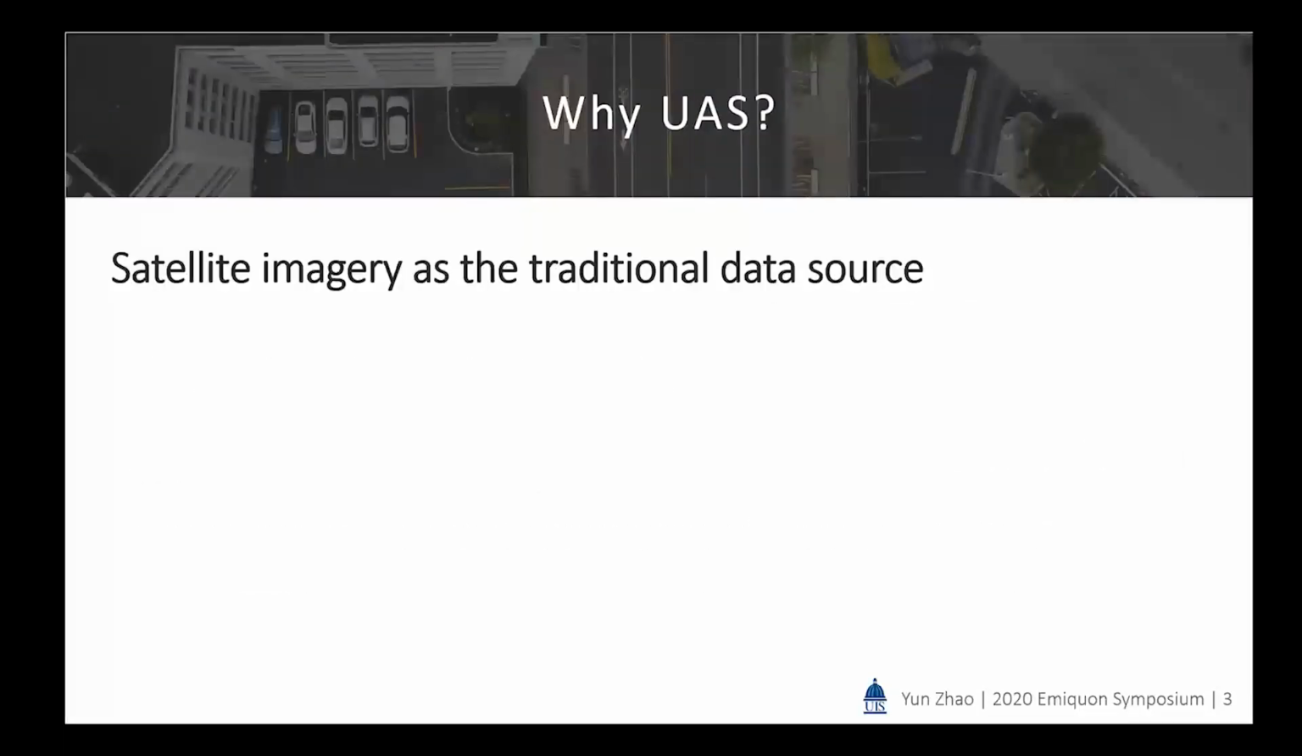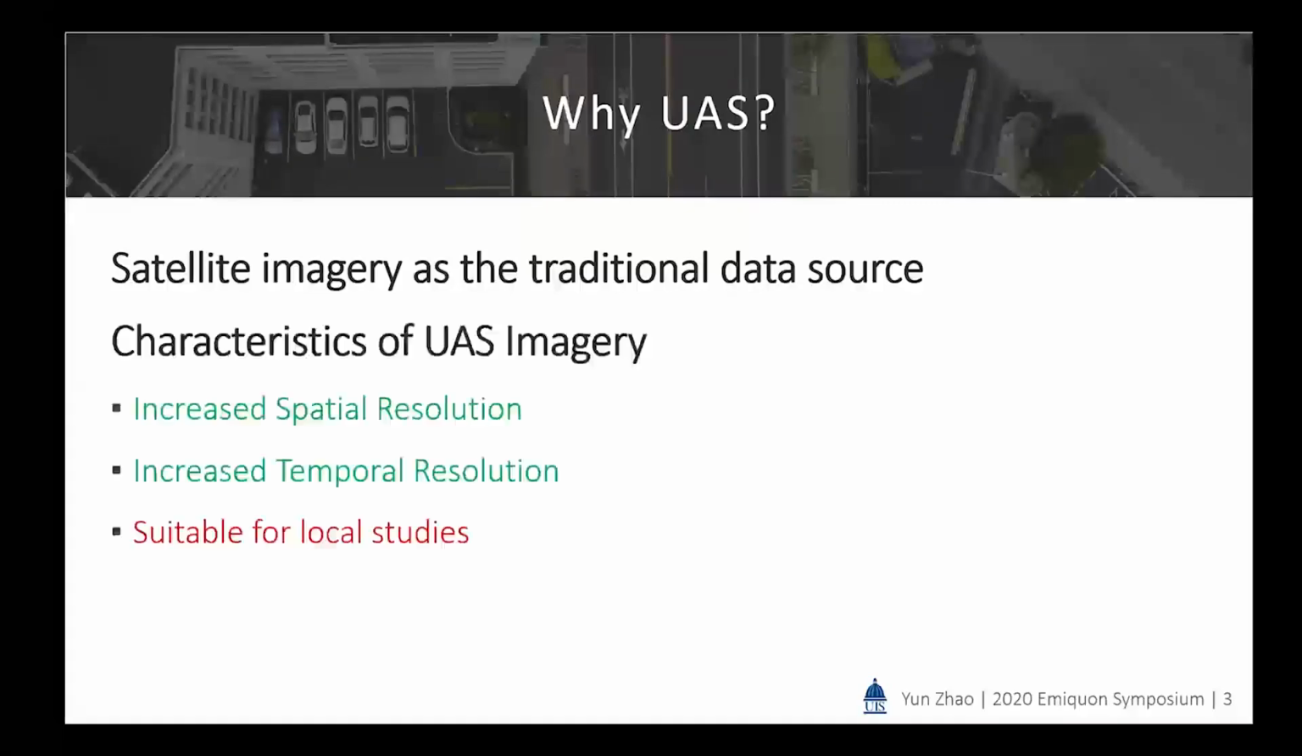So why do we use UAS, right? So traditionally, we've been using satellite imagery as the way to monitor environment. But compared to that, UAS imagery or UAS technology has its own advantages, right? It has increased spatial resolution, and also it can give us much more detailed information of the Earth's surface. And also it has increased temporal resolution. So we could fly whenever we want, when the weather permits. And we don't have to wait until, say, 2 weeks until the satellite revisits or comes back.